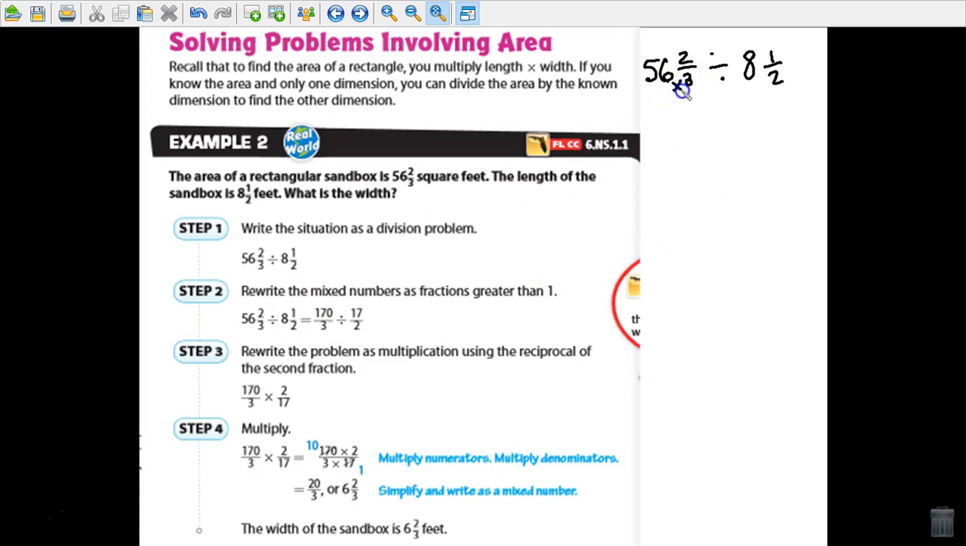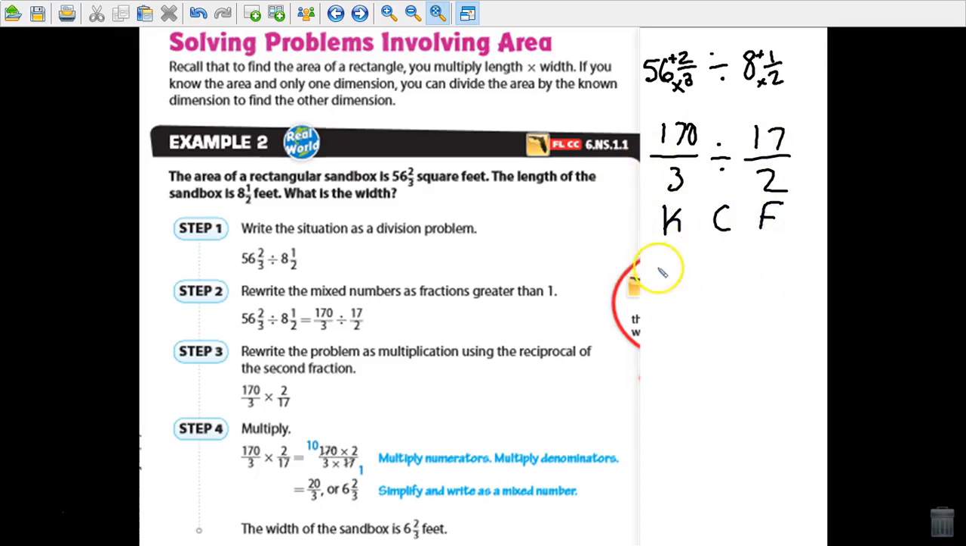So 3 times 56 is 168 plus 2 to get 170 over 3 divided by 2 times 8 is 16 plus 1 is 17. I can do that. I can do that right now. So we did our first step, improper fractions. Our second step is KCF.